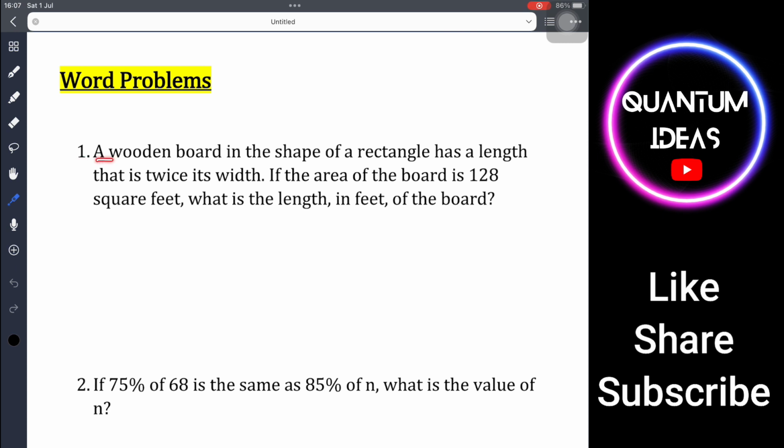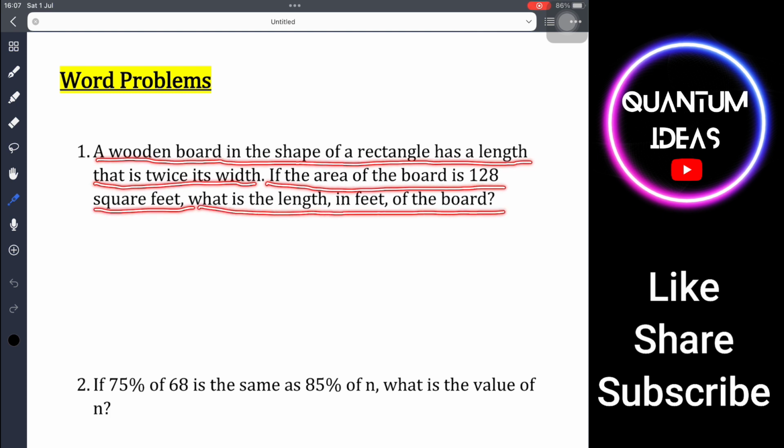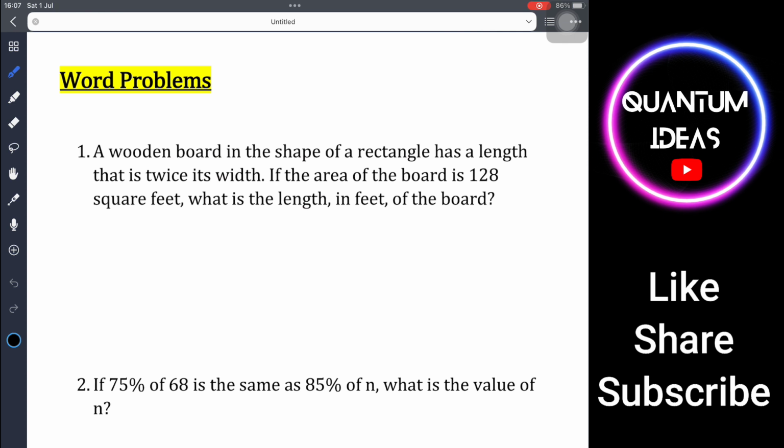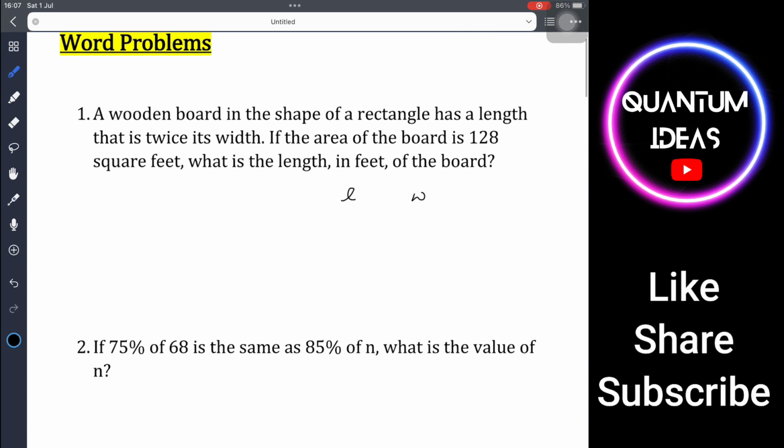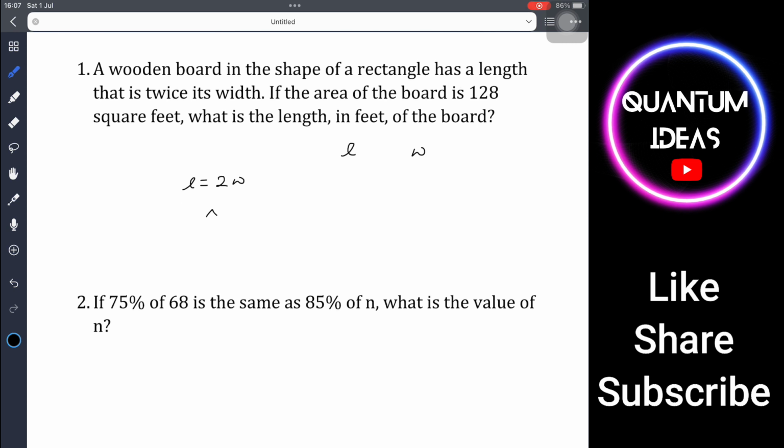A wooden board in the shape of a rectangle has a length that is twice its width. If the area of the board is 128 square feet, what is the length in feet of the board? So the question is saying, let's say L is the length of that rectangular board, and let's say W is the width. We are given that the length of the board is twice its width. And we are also given the area of the board, let's say A is equal to 128 square feet.